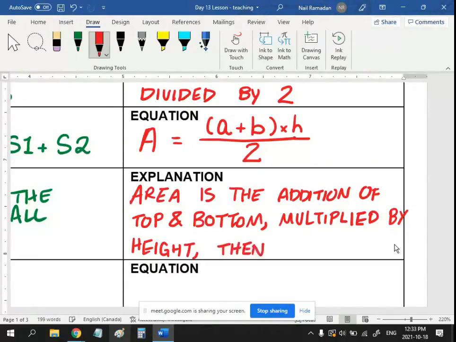Then divided by 2. This is height. Okay, 3 shapes done, 1 to go. And the last one is probably the most special shape in the universe, which is a perfect circle, or we can just say a circle, because every circle should be perfect if it's sketched properly.